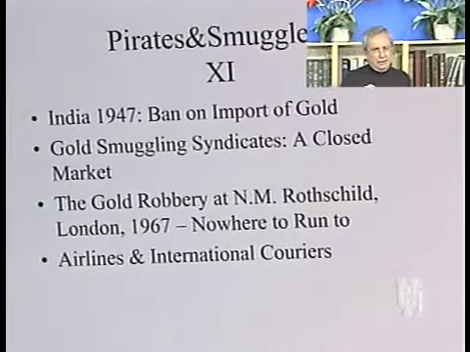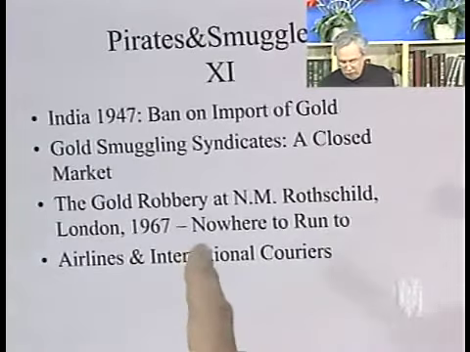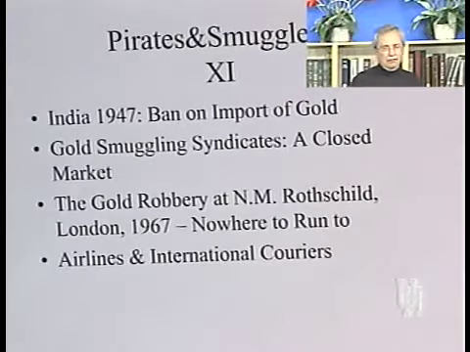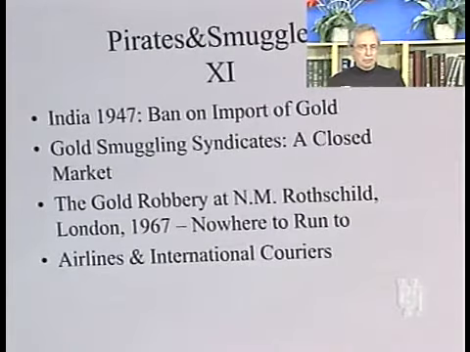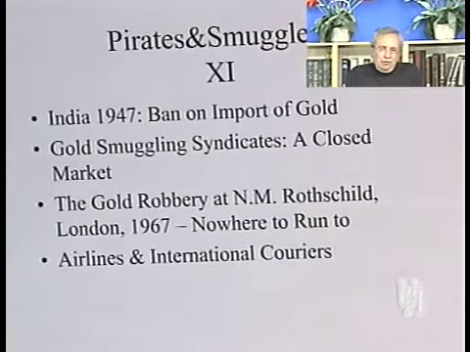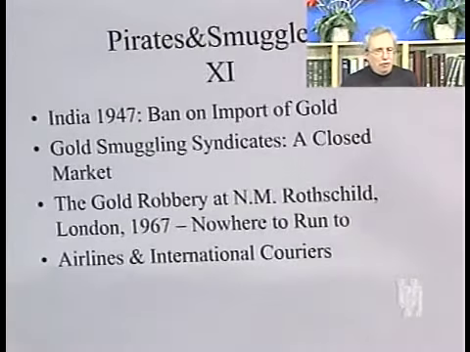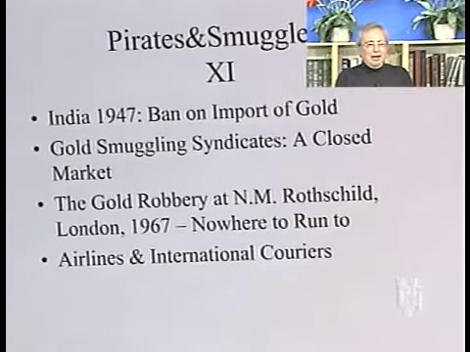How important this network of contacts is was made clear in a robbery that occurred in 1967 in London at Rothschild's, where a huge shipment of gold was stolen by a group of British robbers. Their problem then was, where do they sell it? They didn't have any contacts, and the syndicates weren't going to get involved with them because, of course, they were bringing this huge amount of publicity. They'd gone out and stolen this king's ransom worth of gold.